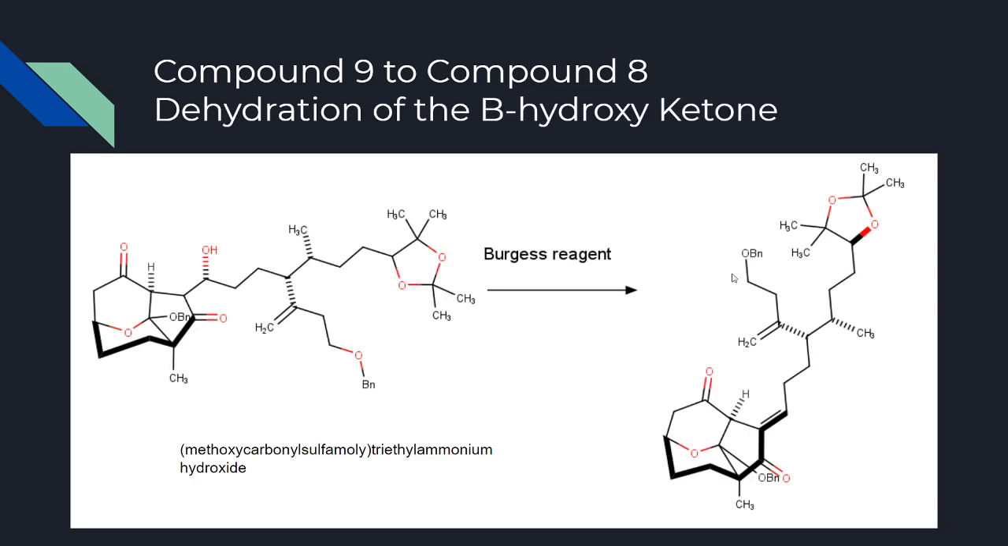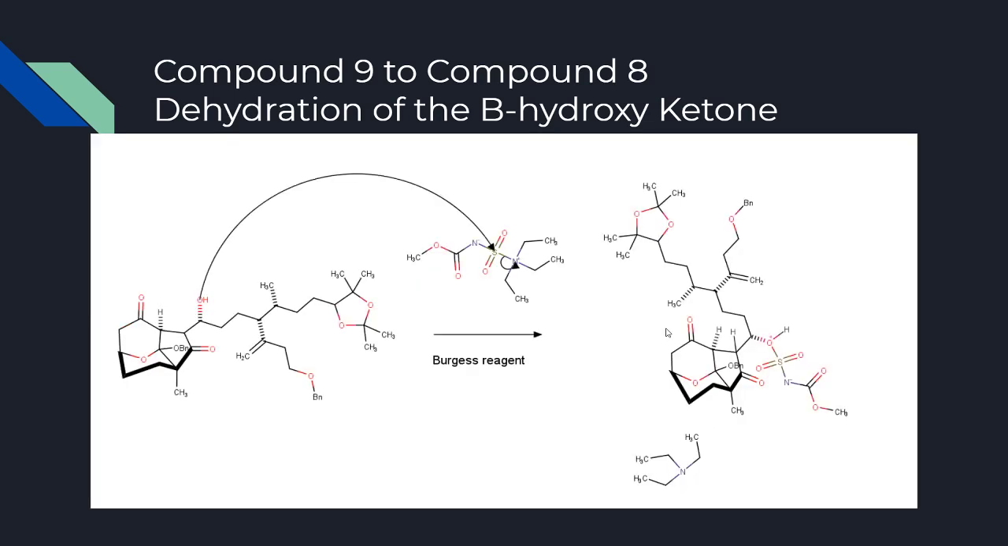Now this is the dehydration of the beta hydroxy ketone with Burgess reagent, and the Burgess reagent is down here. I wrote it out for you guys in case you want to see what I'm saying. It's methoxycarbonylsulfamoyl triethylammonium hydroxide, and it is a mild dehydrating agent. This reagent can also oxidize primary and secondary alcohols to give their corresponding aldehydes and ketones in very good yield.